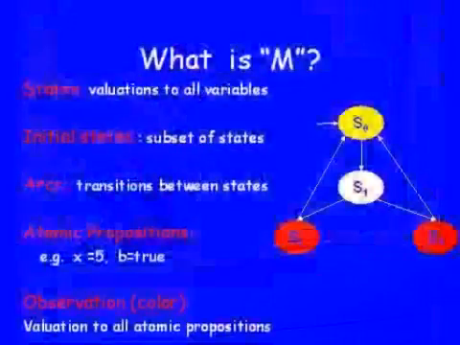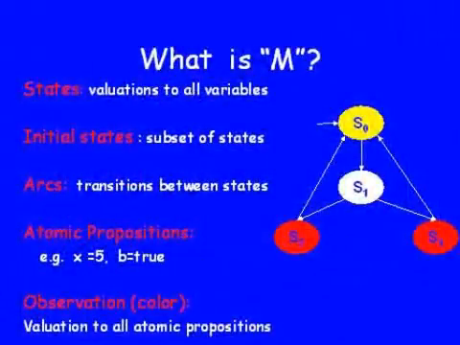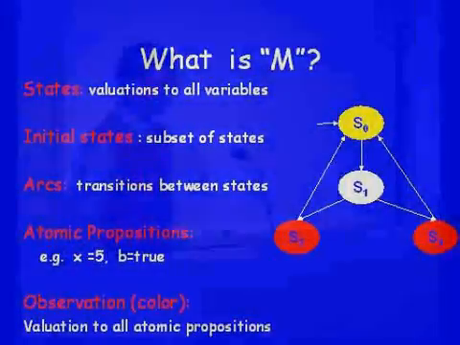So I'll take each one of these questions. What is M? What is phi? What is satisfy? So what is M? To me, M is just a state machine. So I'm going to assume a finite set of states. And my state machine is going to have states and arcs. And in addition, it's going to have colors on the states.